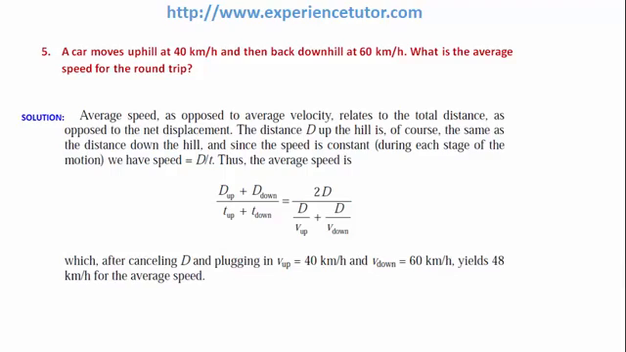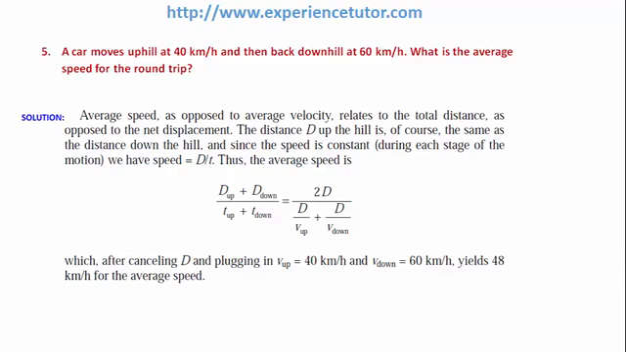Uphill at 40 km per hour and then back downhill at 60 km per hour. What is the average speed for the round trip? In this case, we'll take average speed as total distance covered upon total time taken.